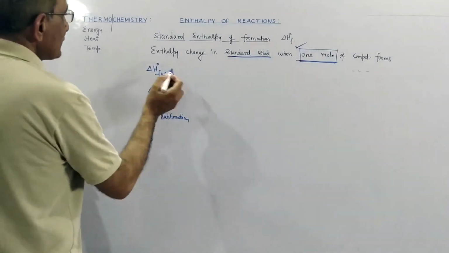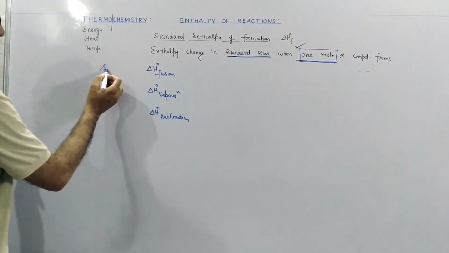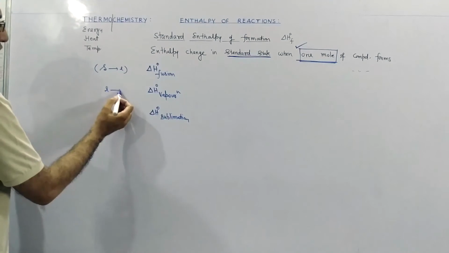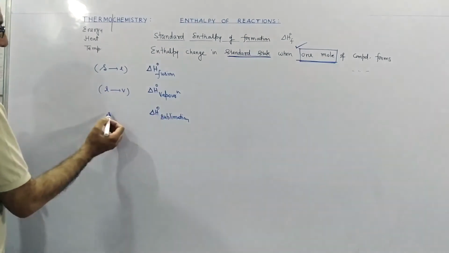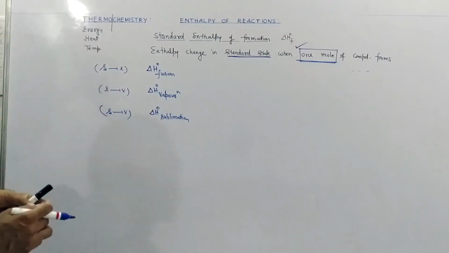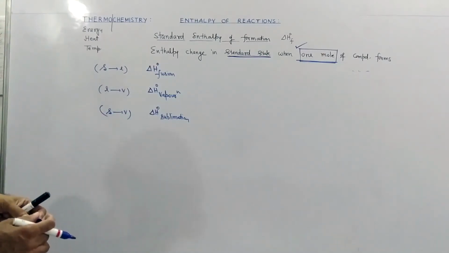Fusion means, students, solid is changing into liquid. Vaporization means liquid is changing into vapor. Sublimation means solid is directly changing into vapor. So now you know how to write the statement.